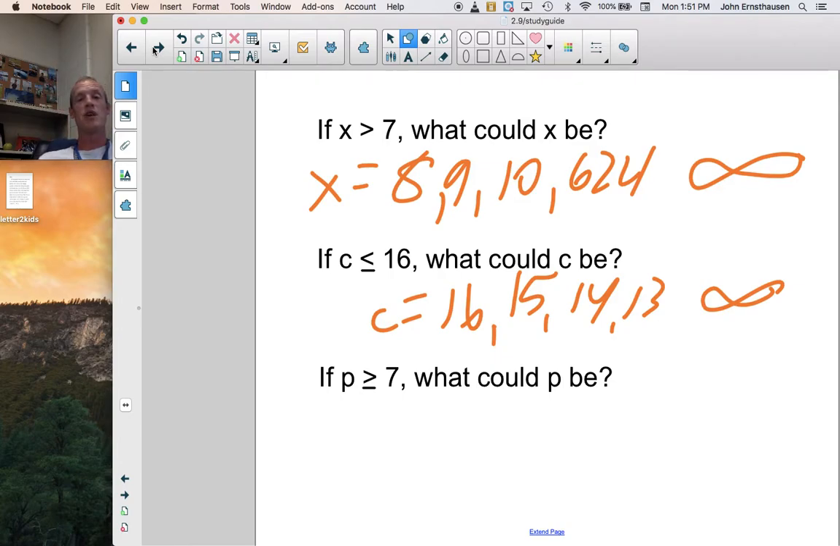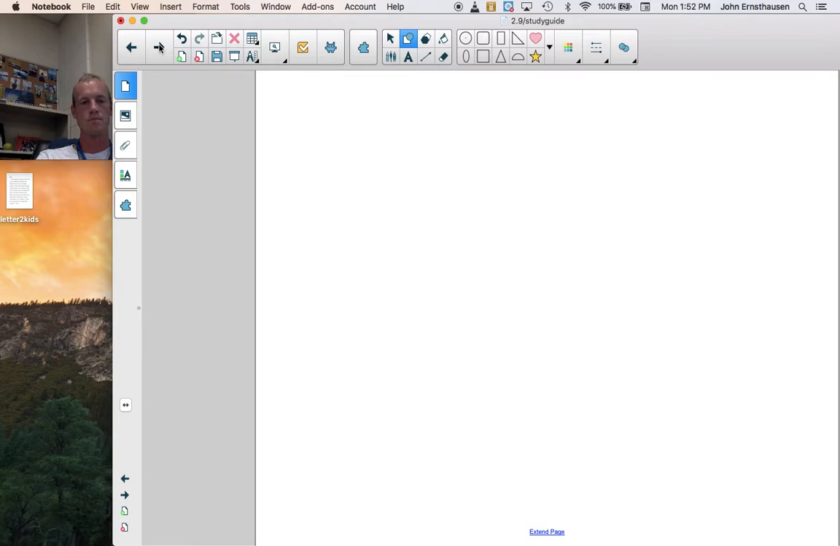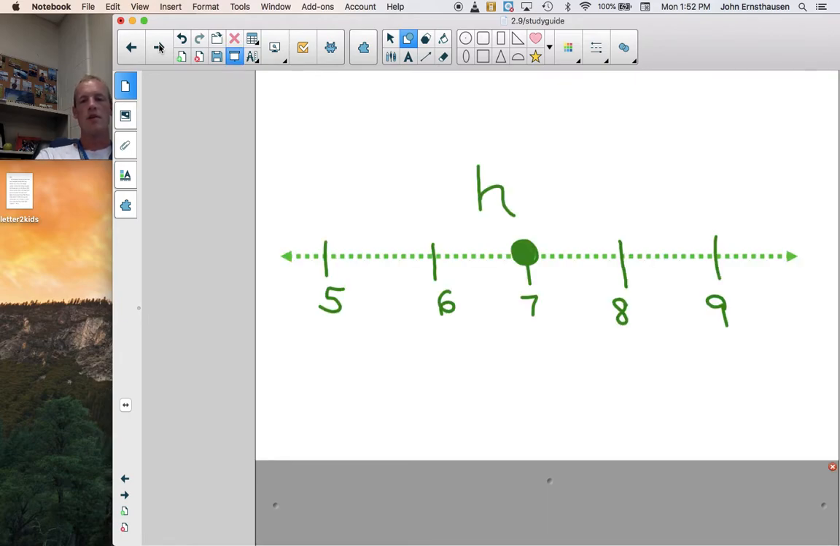All right, if p is greater than or equal to 7, again, that or equal to sign is there, so p could be 7. Could be 8, could be 9, could be 10. You guys are going to practice this today, all right? Another thing you're going to practice on a worksheet today is labeling these.